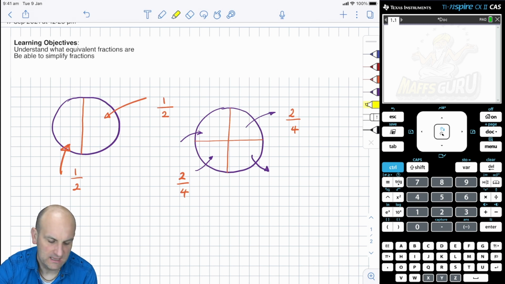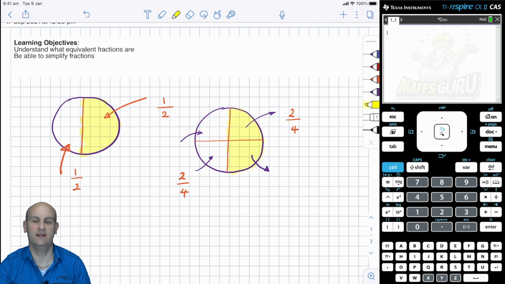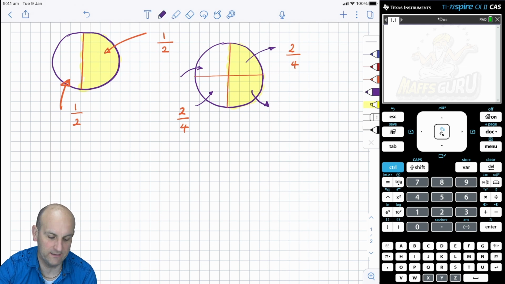Well, if I shade the bit I got last time, there is that. If I shade the bit I've got this time, hold on a minute, that looks exactly the same. That's not funny. Oh, no. So I go to my pizza man and I say, no, do it again.